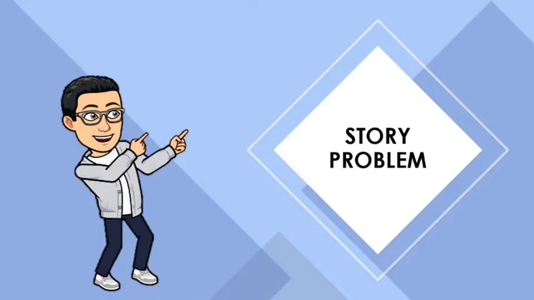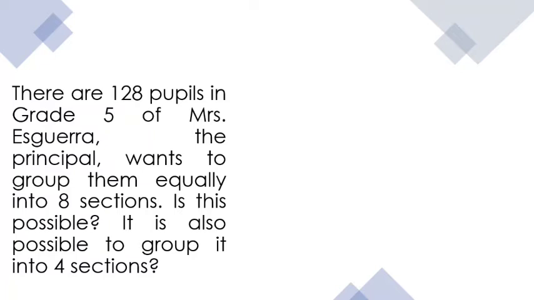Now, let's read and analyze the story problem. There are 128 pupils in grade 5 of Mrs. Esguera. The principal wants to group them equally into 8 sections. Is this possible? It is also possible to group it into 4 sections. Let us analyze the problem.